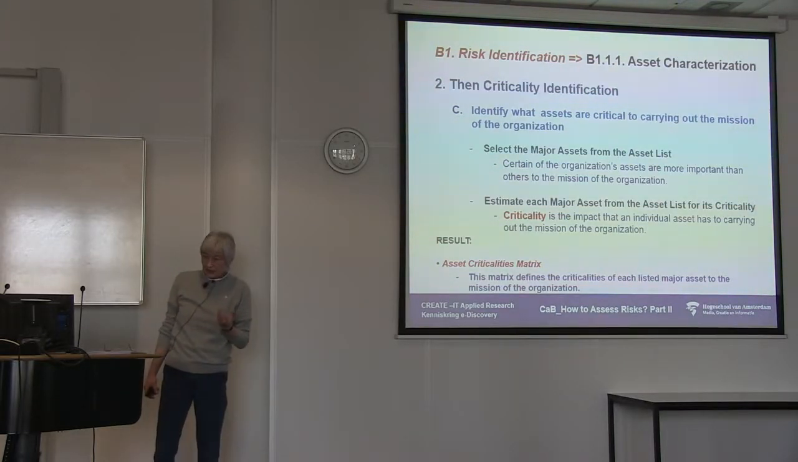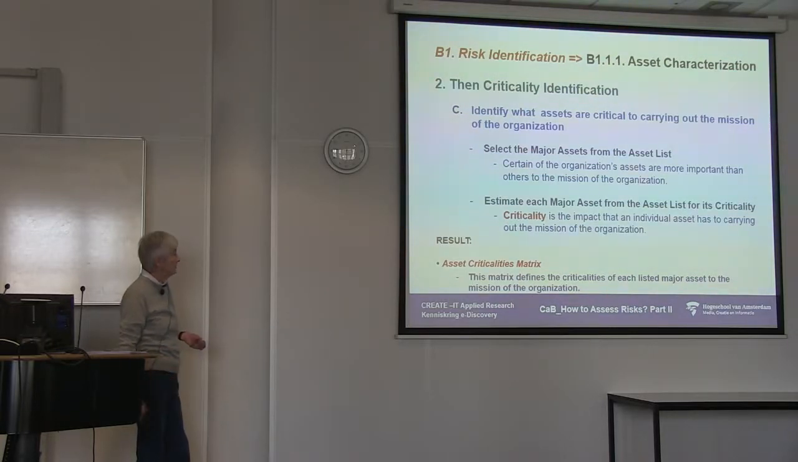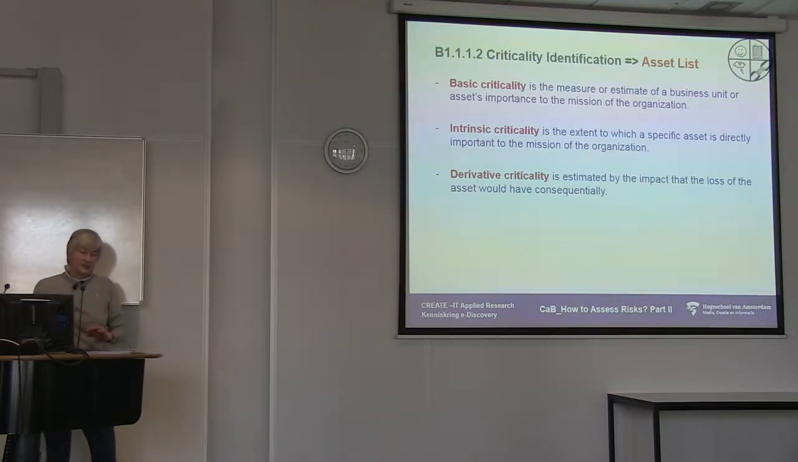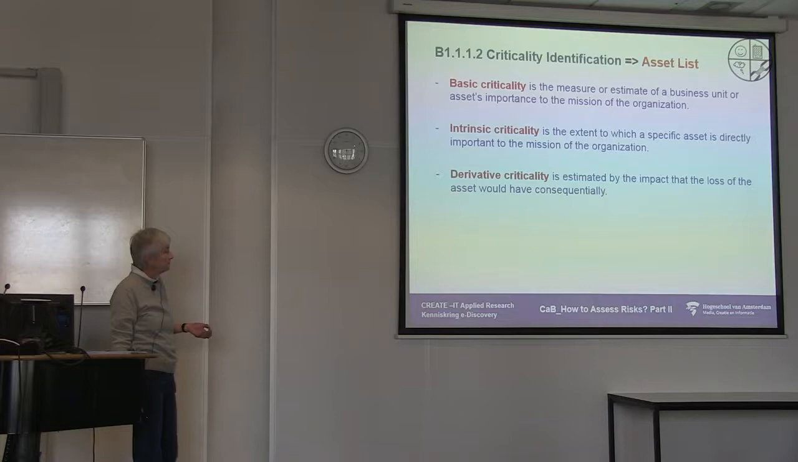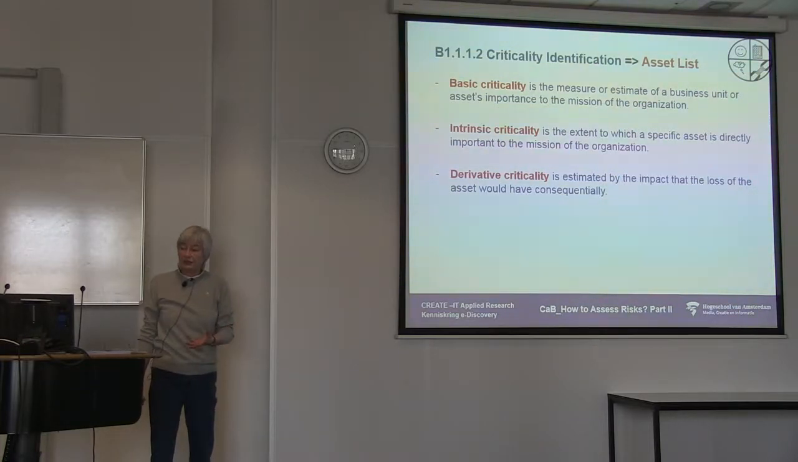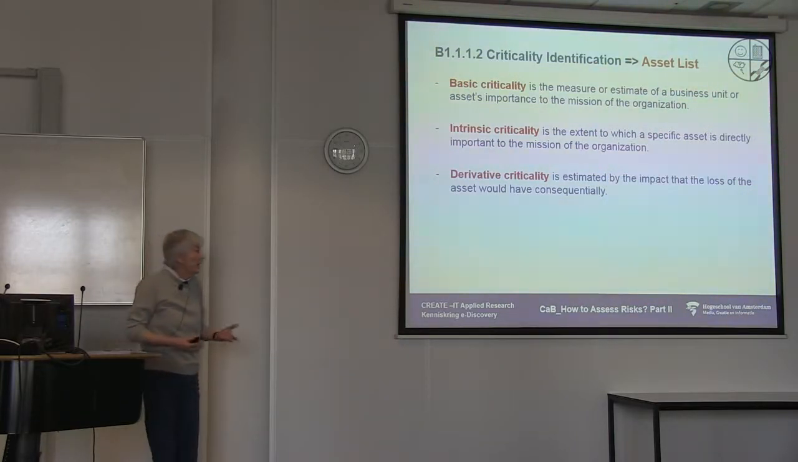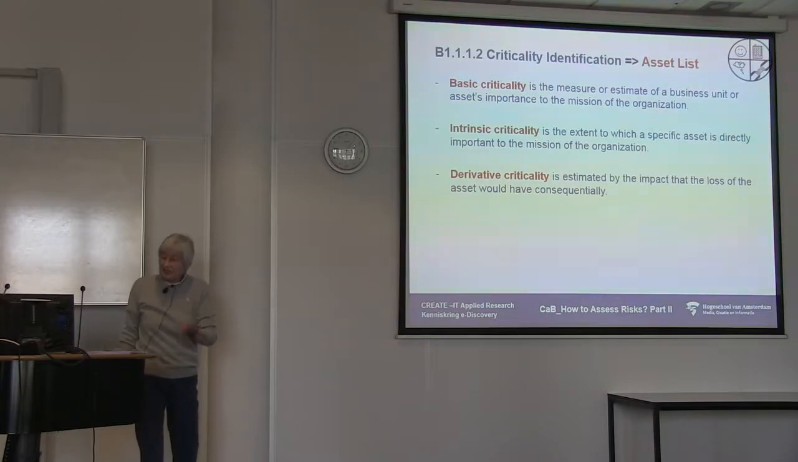Per major asset, you can see how critical it is in relationship to the mission of the organization. Okay, and then I have to say something about criticality. Every asset, even a paperclip or a piece of paper, has a basic criticality. Otherwise you wouldn't have bought it. You needed it somewhere, some place in a business process. But some assets have, beyond the basic criticality, an intrinsic criticality that is typically a part of the asset itself.